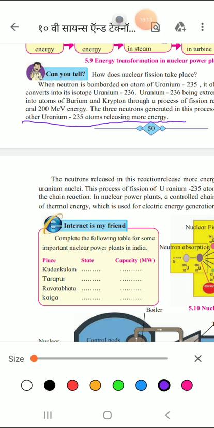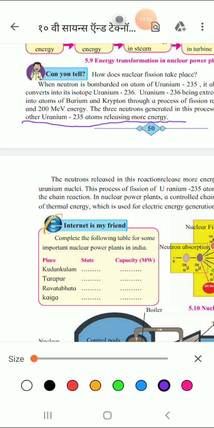So this way we can see, children, that when 3 neutrons are generated, these 3 neutrons again do the fission process, and again they will release 3. So this process goes on. This reaction is unstable and highly reactive, and the atoms convert into barium and krypton, plus 3 neutrons are formed, as I already explained.